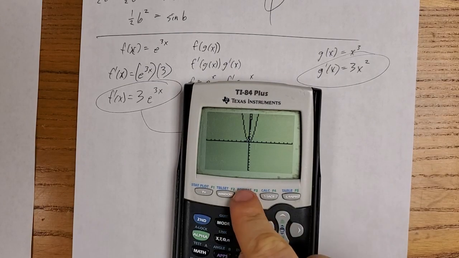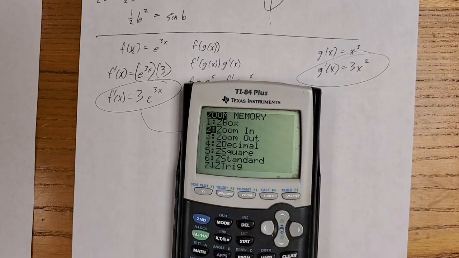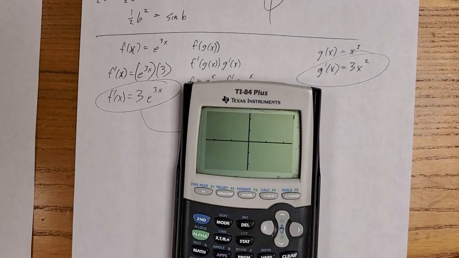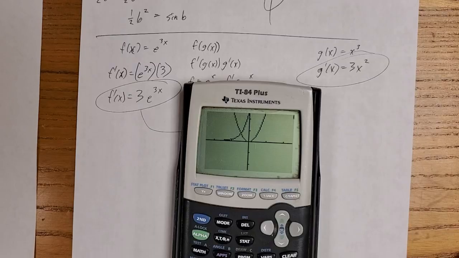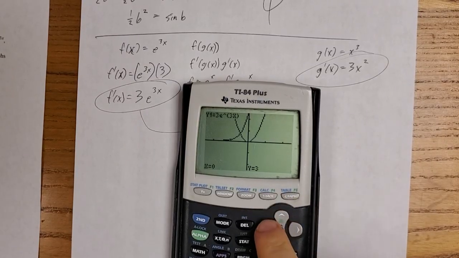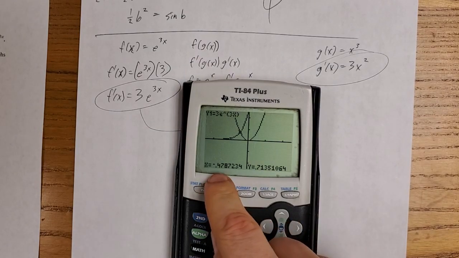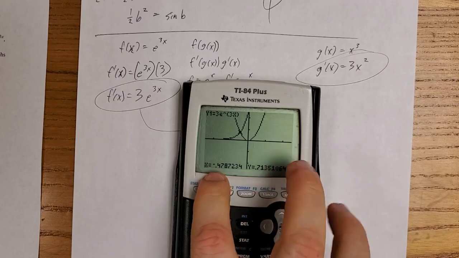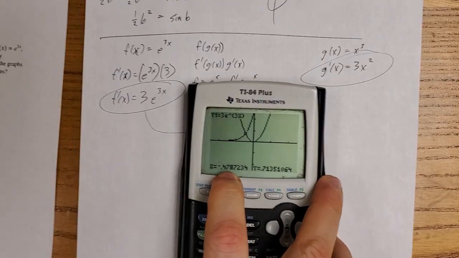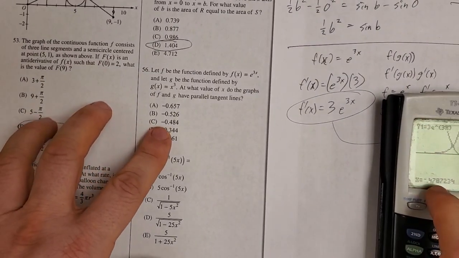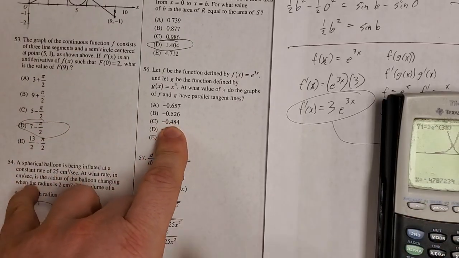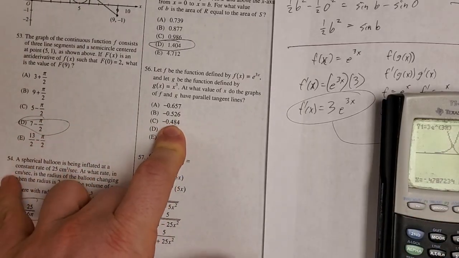It's all kind of small and tiny, so let's zoom in so maybe we can see that better. Okay, we can trace over to that. Looks like it's going to be somewhere around negative 0.47. Right, and if we look at our options here, pretty close to that is letter C.